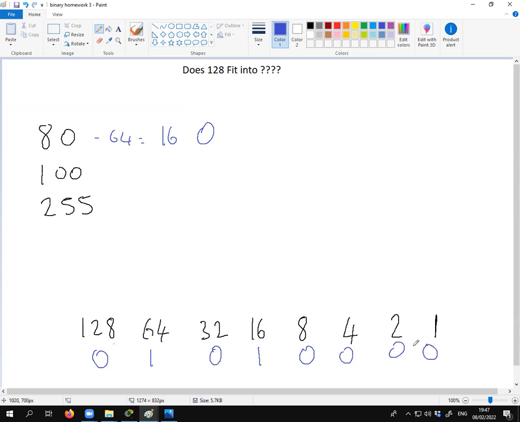How many bits did it take to make 80? 7 bits. And again, to check that, you simply add the values that have 1s and ignore the values that have 0s. 64 plus 16 is 80. Okay, first one done.